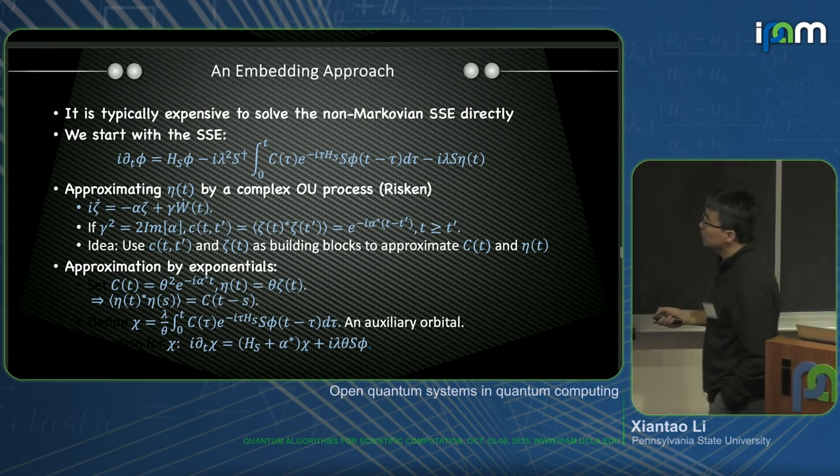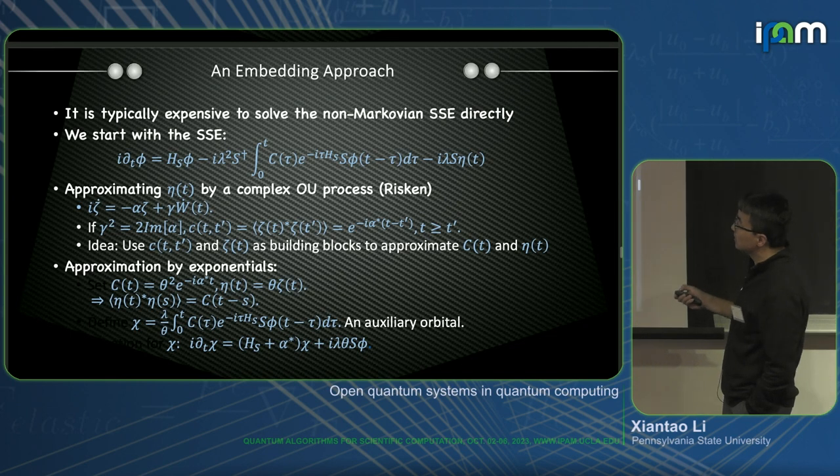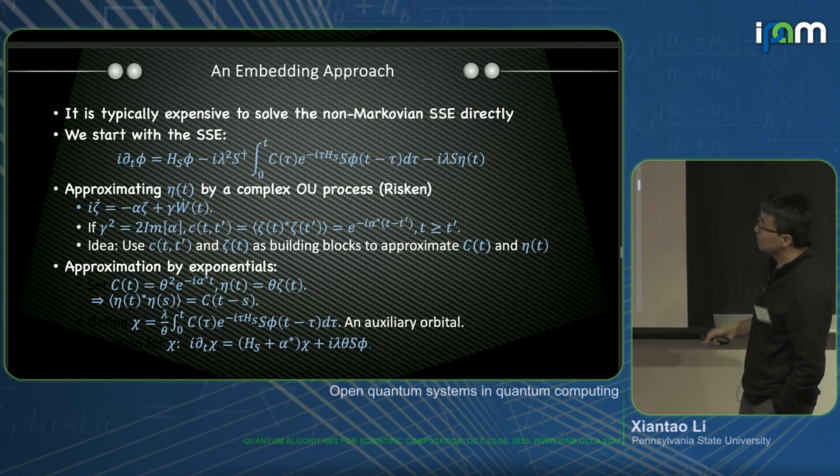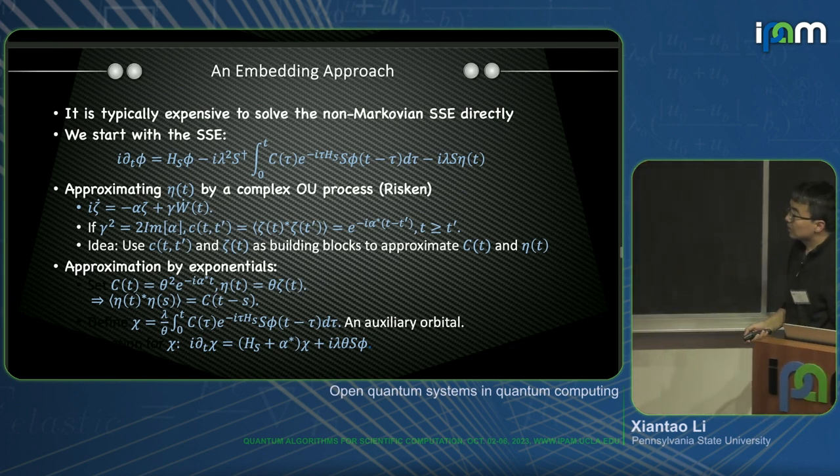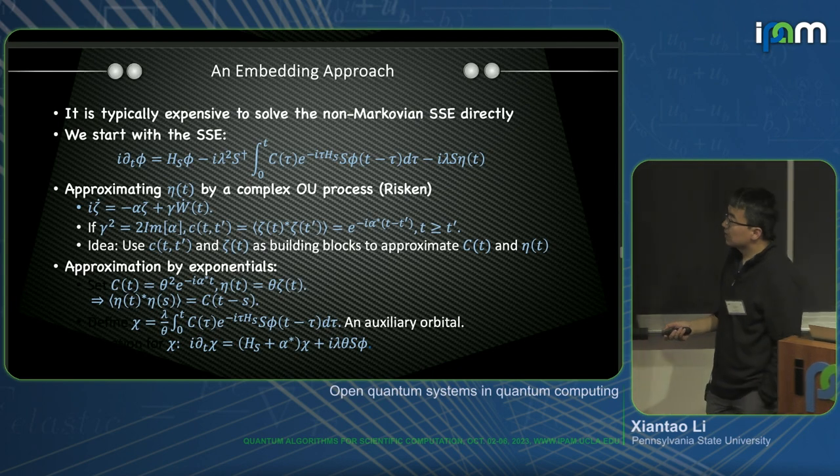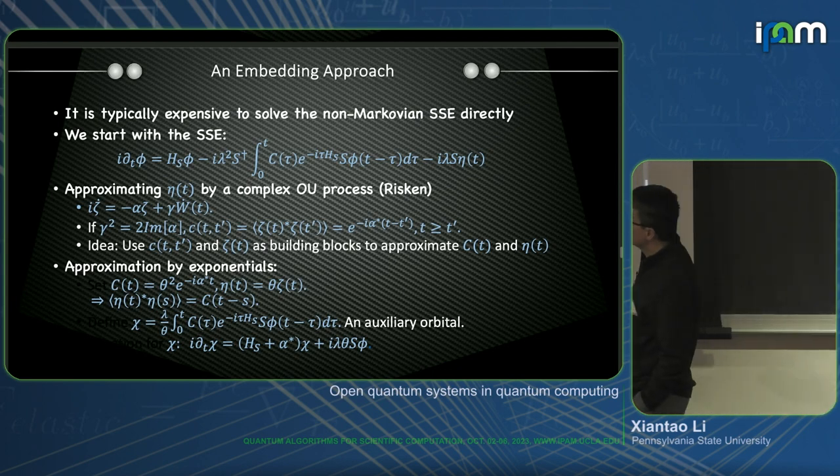But what you can do is use them as a building block. So basically, you can look for a linear combination of OU processes that approximates this Gaussian process. I'll do that in the next slide. But here, I want to highlight what you gain by this approximation.